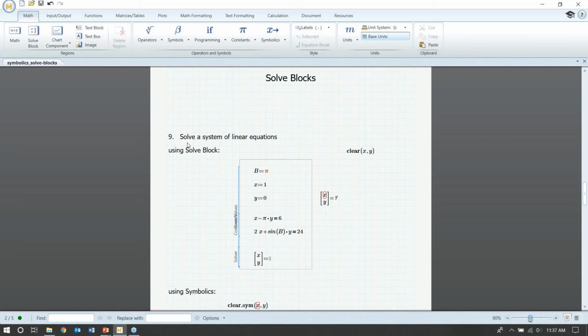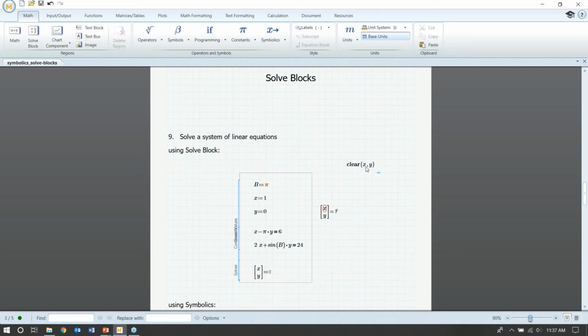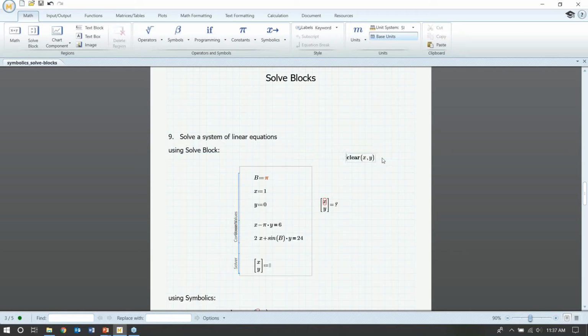Here we have our first solve block. You may notice this clear here on the side. What that does is it actually clears any x or y variables previously defined. Without this clear, this x and y would actually have a result. Since I'm using the same variables, I'm just going to put clear here, and then we should be good to go. So we do have our guess values defined here.